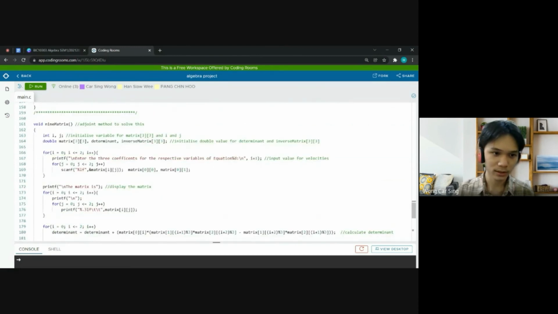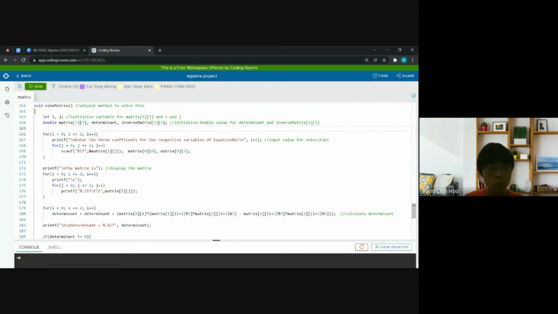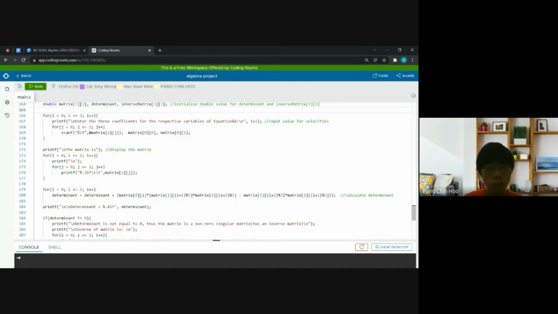I will be passing the explanation for the 3 by 3 matrix to Pan Jin Ho. Hi, Doctor. I'm Jin Ho, and I will continue with the 3 by 3 matrix function. In this function, we calculate the 3 times 3 matrix with its determinant and the inverse. First, we use the for loop for these functions, and we need to input the coefficients for the respective variables.